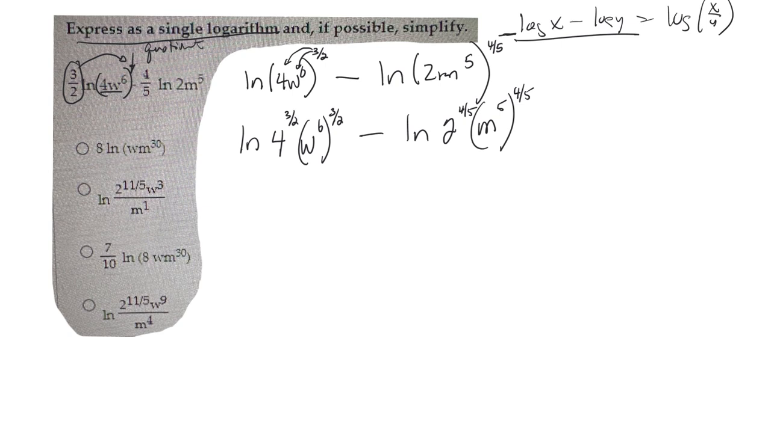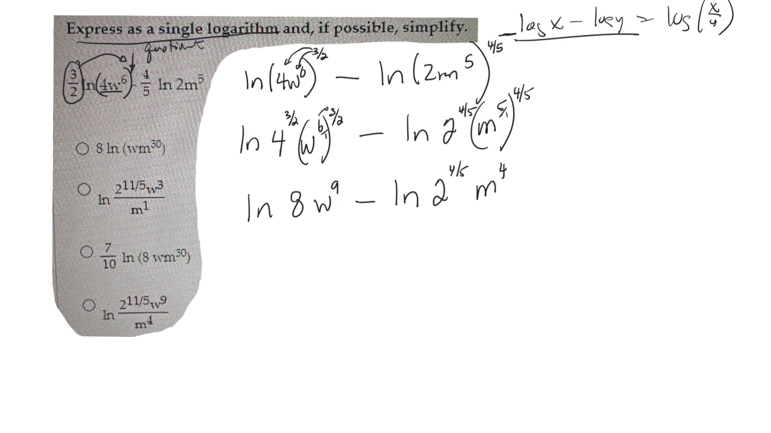Okay, 4 to the 3/2 I think comes out to 8. So it'll be ln of 8w, and then this is a power of a power, so I multiply those. So 6 times 3 is 18, over 2 would be 9. Minus ln, I don't think this next one comes out even, so I'm just going to leave it like that, 2 to the 4/5. And then 5 times 4 is 20, divided by 5 is 4. So m to the 4.